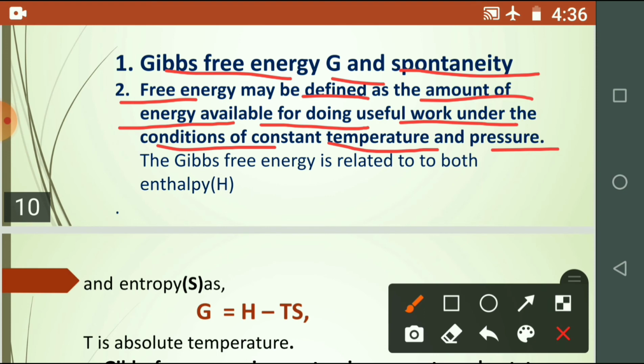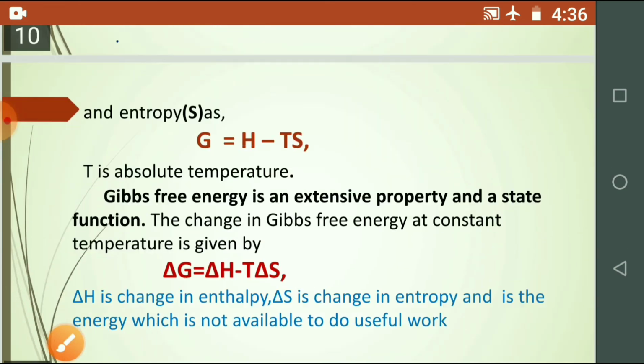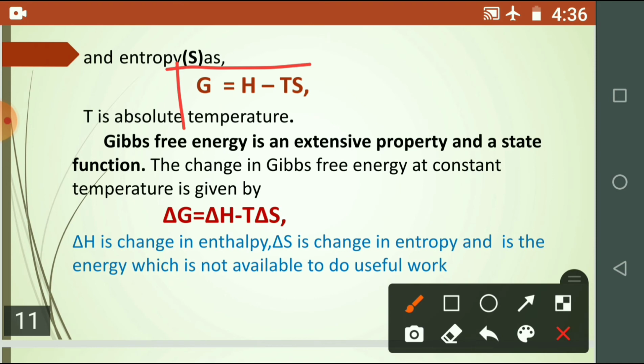What do we call that free energy? Free energy. It is for the first time given by Gibbs. That's why it is called Gibbs free energy, G, and it is related to both enthalpy and entropy as G is equal to H minus TS. G is free energy. H is enthalpy, T is absolute temperature, S is entropy.